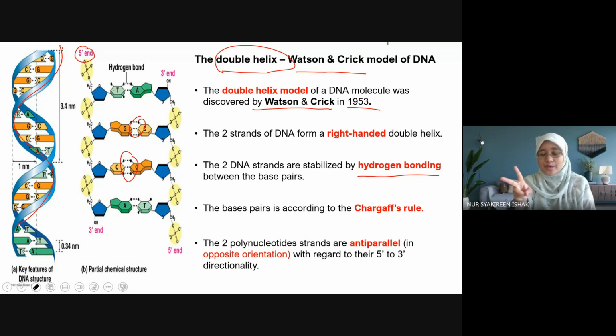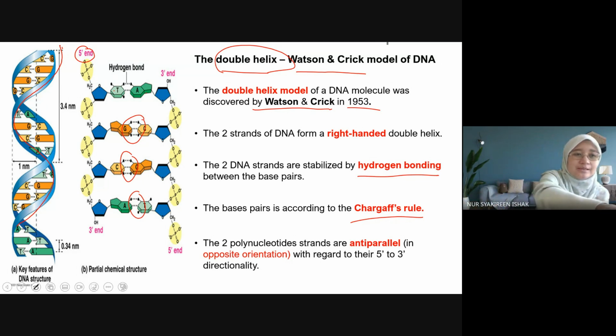As you can see from the diagram here, the formation of hydrogen bonds between thymine and adenine has 2 hydrogen bonds. Between guanine and cytosine, there will be 3 hydrogen bonds. Adenine and thymine, 2 hydrogen bonds. The base pairing is according to Chargaff's rule. Chargaff's rule basically says that adenine has to pair with thymine, and guanine with cytosine.